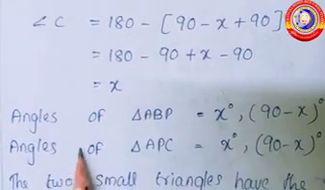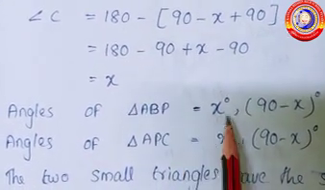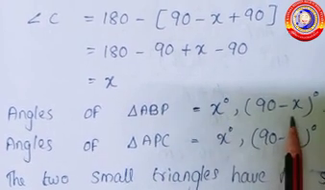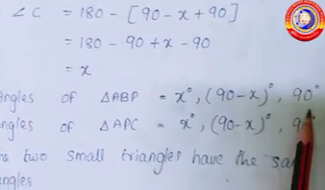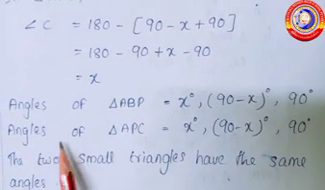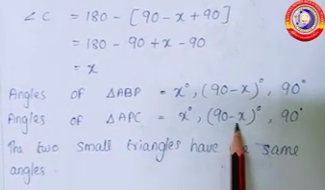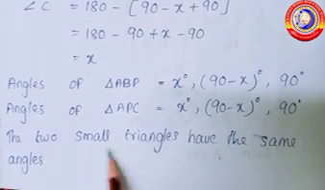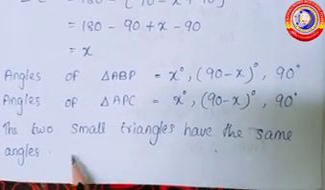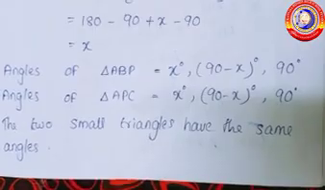Here the angles of triangle ABP are x degrees, 90 minus x degrees and 90 degrees, and then the angles of triangle APC are x degrees, 90 minus x degrees and then 90 degrees. So the two small triangles have the same angles.